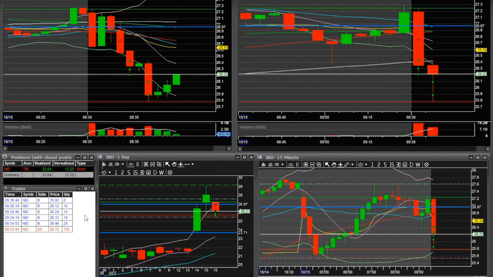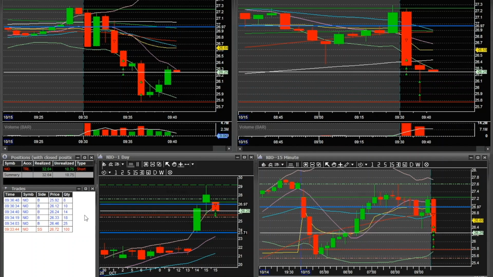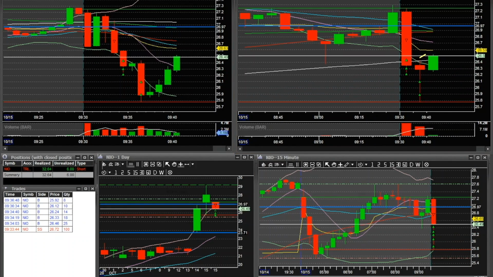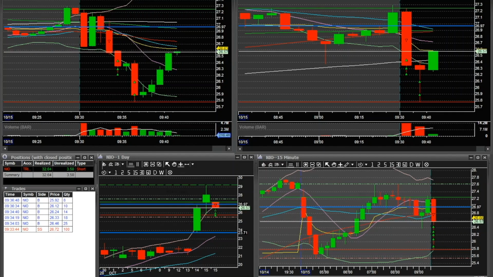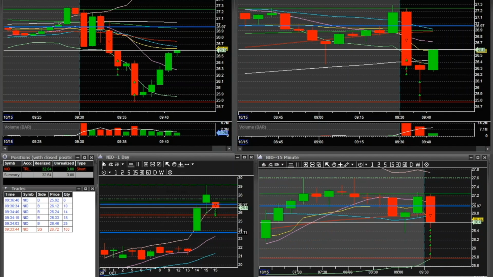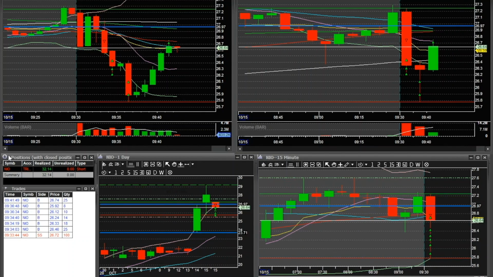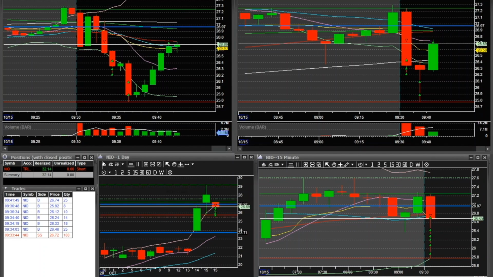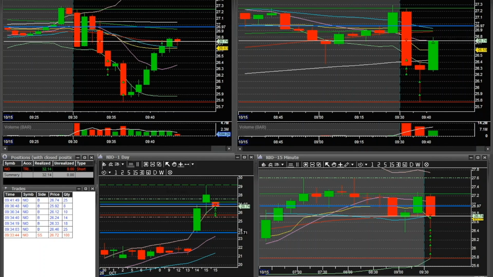Now keep an eye on the 5-minute chart. The 9 moving average is way above the VWAP, which means that it's probably going to reverse back to the VWAP and not continue a downtrend. And I have the remaining 20% of the position that got stopped out at break even.